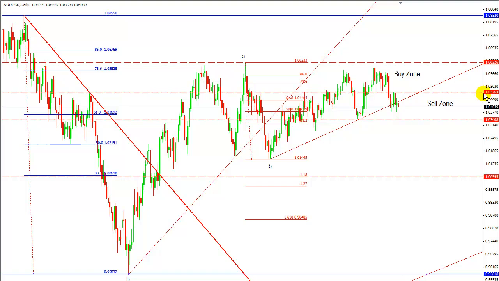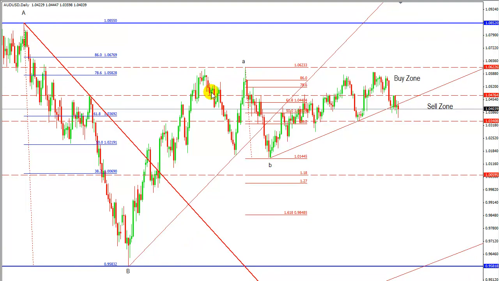So let's start as we normally do with the AUD daily. We've got the A at 1.0855 and the B is at 95.83. Now, we've been talking about this particular part of the retracement for a little while now, so it's this retracement here. And of course, we were talking about this uptrend line last week, about breaking through this uptrend line, and particularly taking out this 1.0340.